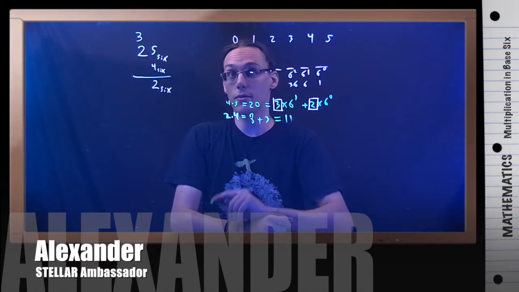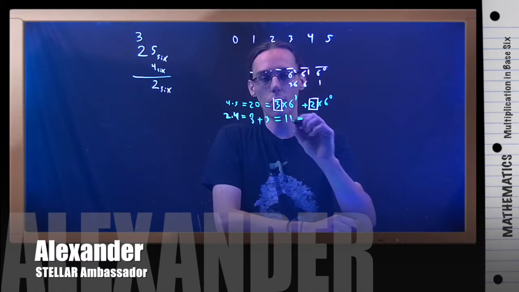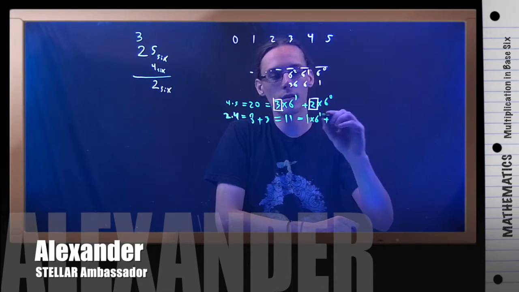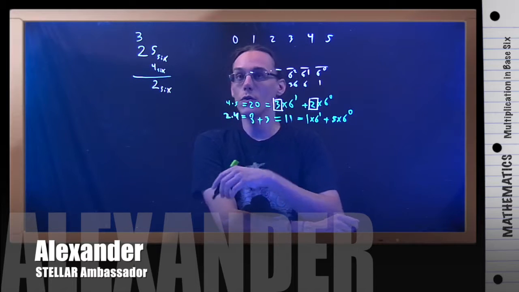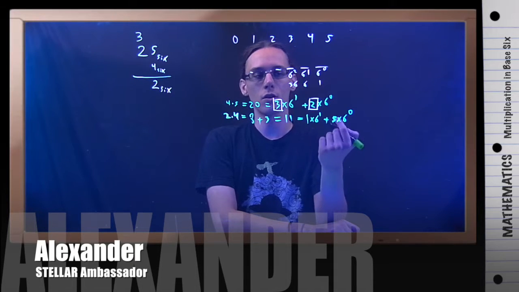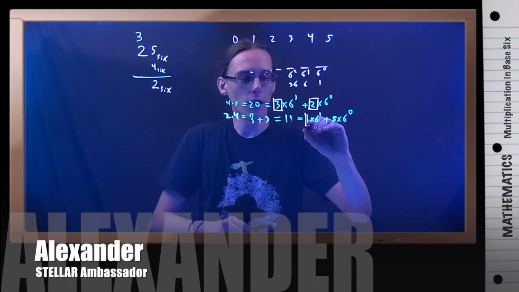I get 11. Now to write 11 in terms of 6s, that's going to be one group of 6 to the first plus 5 1s. Notice if it had been 12, I could have just said 2 times 6 to the 1 plus no 1s. So these are our digits right here.